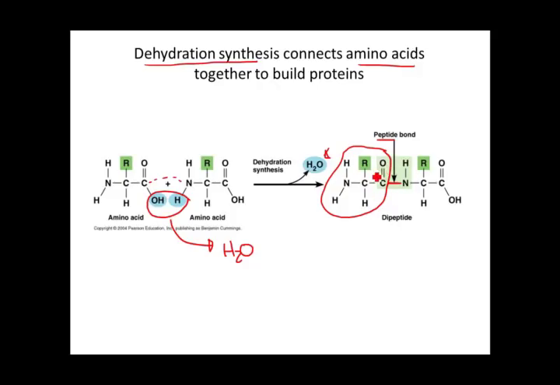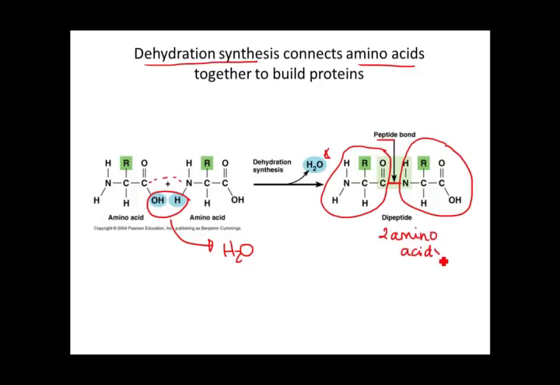The R group is just shown as R, not showing its whole structure, just for simplicity's sake. Okay, so there's one amino acid, and here's another amino acid. So a dipeptide is two amino acids linked together. Dipeptides are not the same as proteins. Proteins have many amino acids linked together.